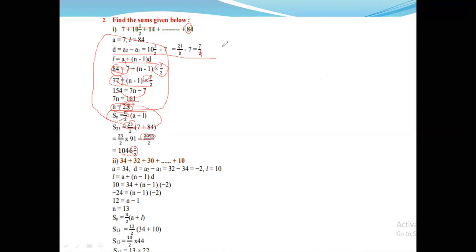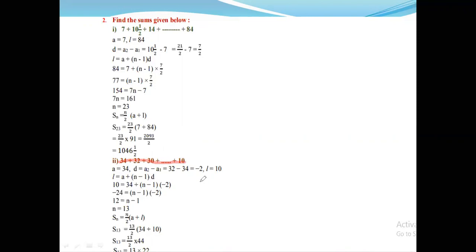In the next one, we have one more problem. They have given 34 plus 32 plus 30 dot dot dot plus 10. Here also they have not given the number of terms n, so we have to find it by using the an formula.